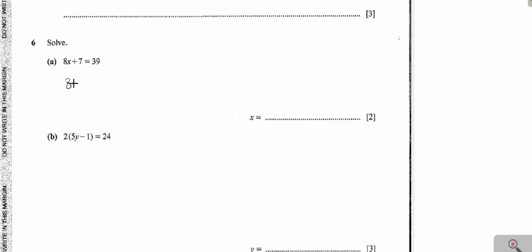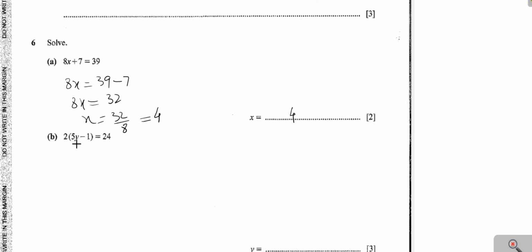Question 6, solve 8x plus 7 equal to 39. Look here, we can write 8x equal to 39 minus 7, and this will be equal to 32, and x will be equal to 32 over 8. This will be equal to 4. Therefore, x equal to 4 is the answer.